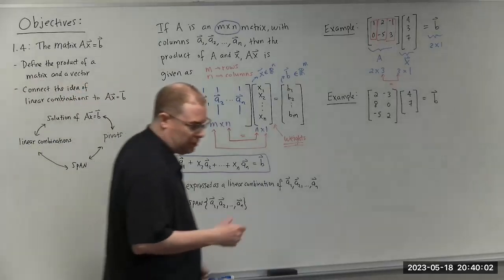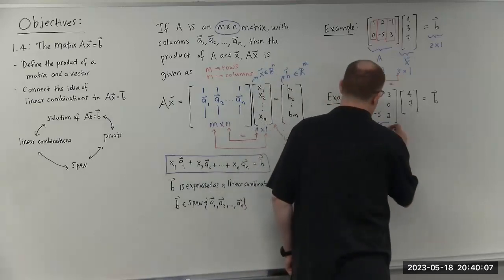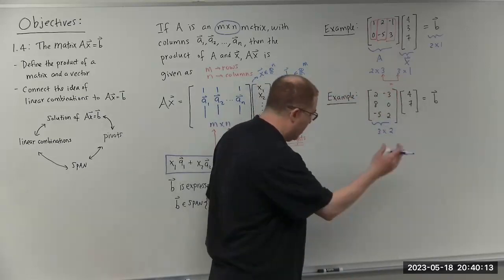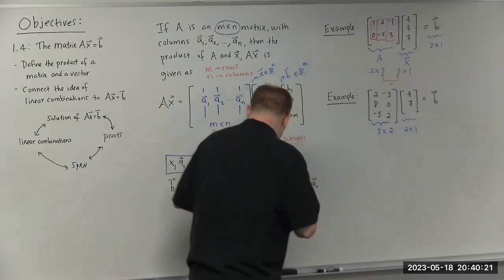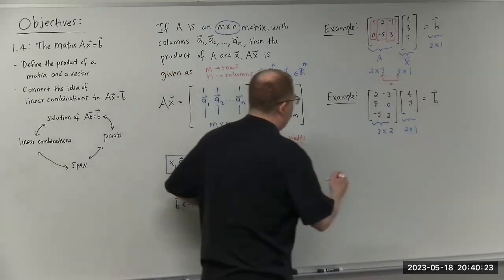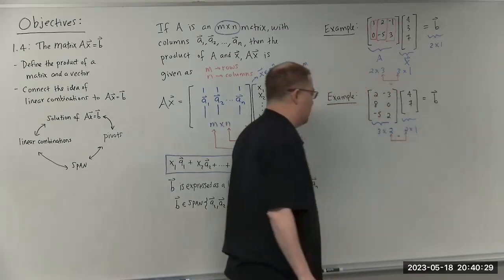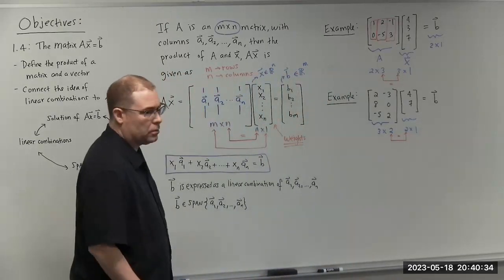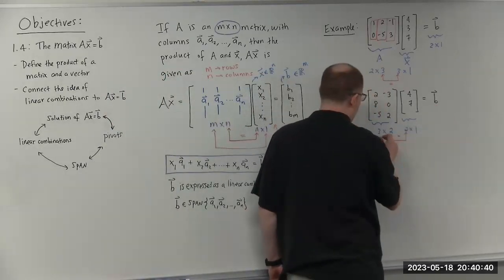Let's take a careful look at the size of these. This is 3 by 2: 3 rows, 2 columns, always rows by columns. And then this is 2 by 1. So this is definitely compatible, since these are equal to each other. And the size of our output vector, B, will be a 3 by 1.